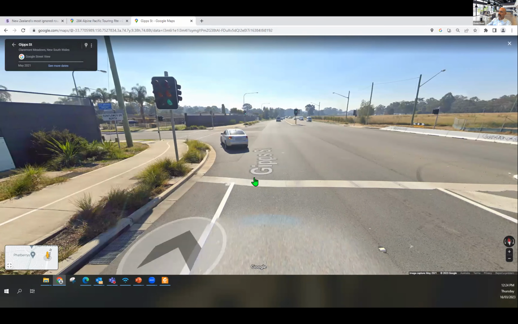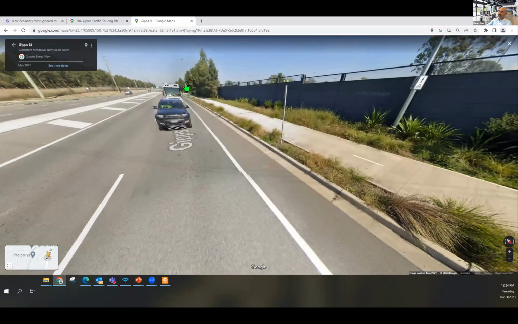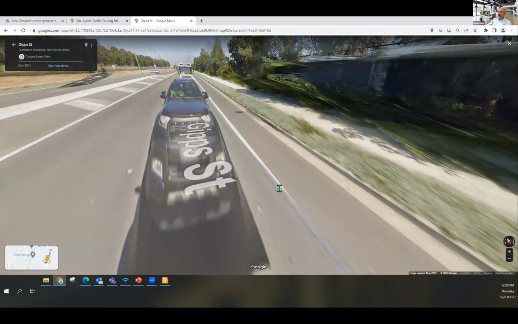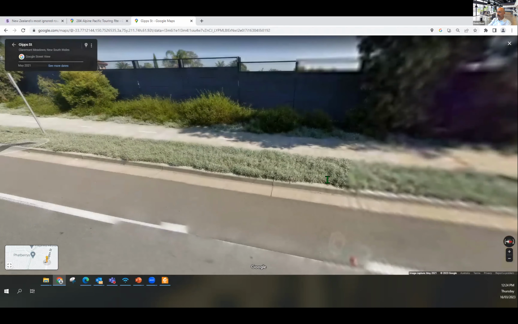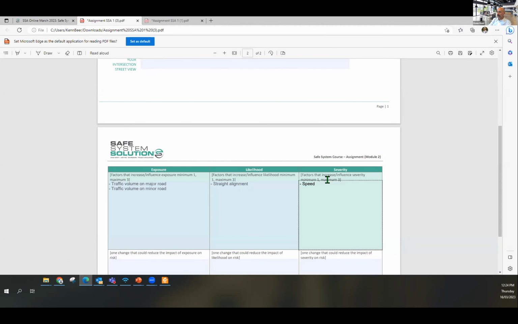And then what's going to influence the severity? Well, it's going to be the speed of these vehicles, isn't it? So we've got the speed. You probably put in what the speed limit is, and maybe the operating speed. Right angle crash potential.